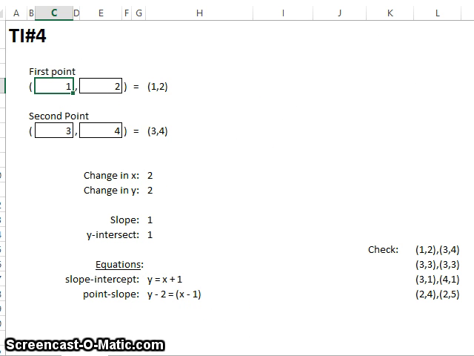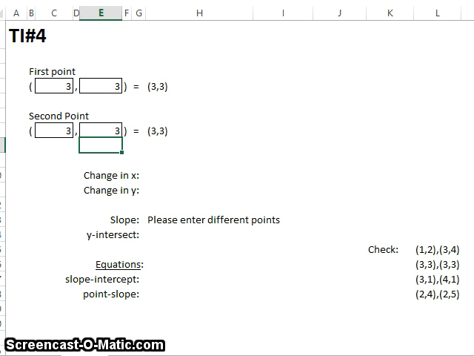For our next 2 points, we're looking at if we input the same point, 3, 3, and 3, 3. At the slope it'll say please enter different points, and it won't show any of the change in x, y, intercepts or any equations because it's the same point, so we don't know what any of the equations would be.